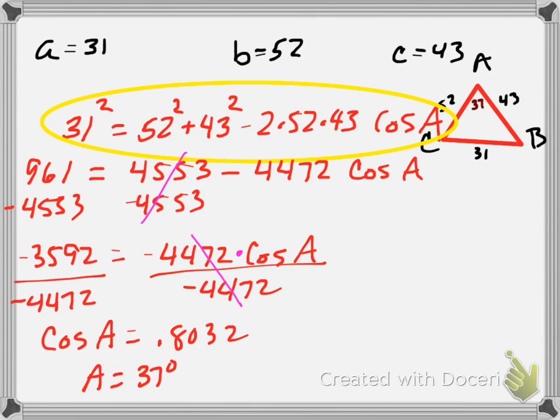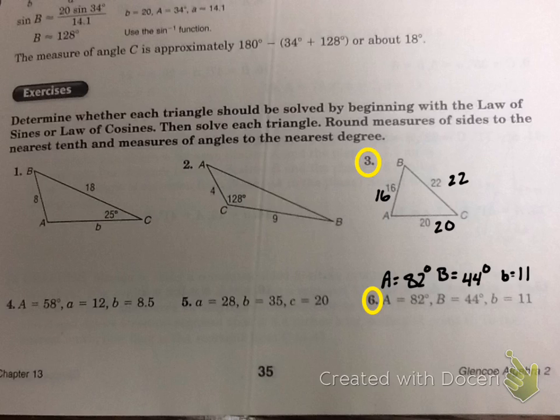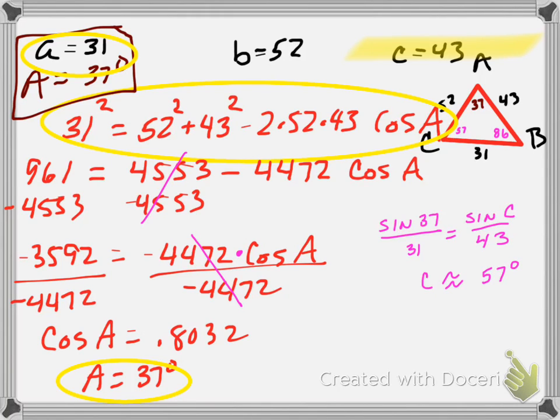Now that we have one of those angles, we're going to find the next smallest angle, which would be angle C, because that side is smaller. So we can set up a law of sines using angle C. And you can do this work on your own if you want. That's 57 degrees. And then subtracting from 180, that would give you 86 degrees, just subtracting the 37 and the 57 from 180.